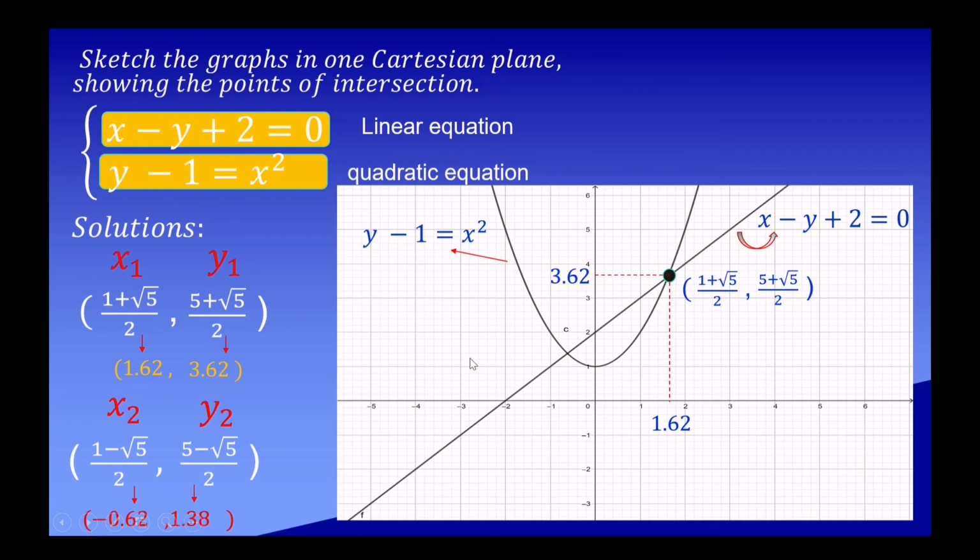Then we have here the broken line to connect the two points. That is our point of intersection for x sub 1 and y sub 1. And for x sub 2, 1 minus square root of 5 over 2, that is equivalent to negative 0.62, on the negative x-axis. And y sub 2 is 1.38 along the positive y-axis. So connect the two points. That is our points of intersection after sketching the graph in one Cartesian plane.